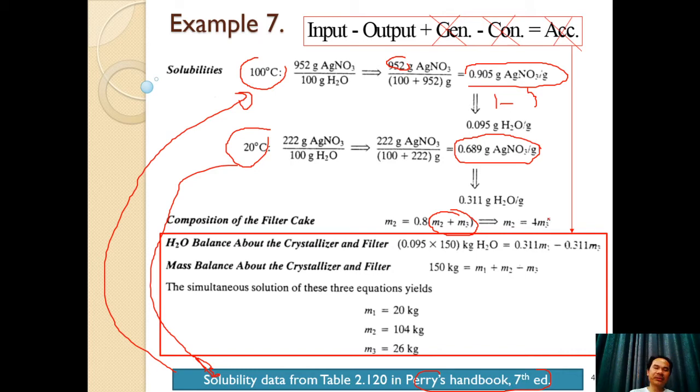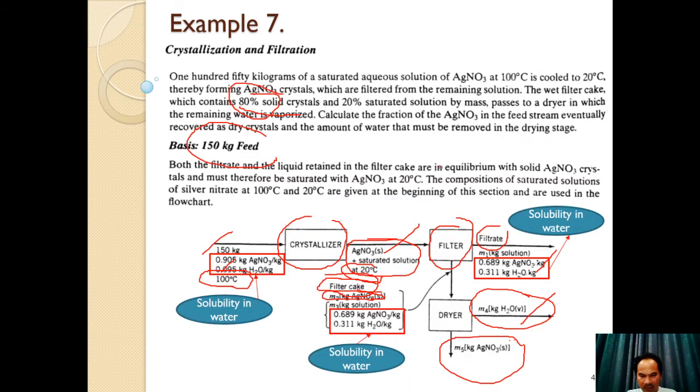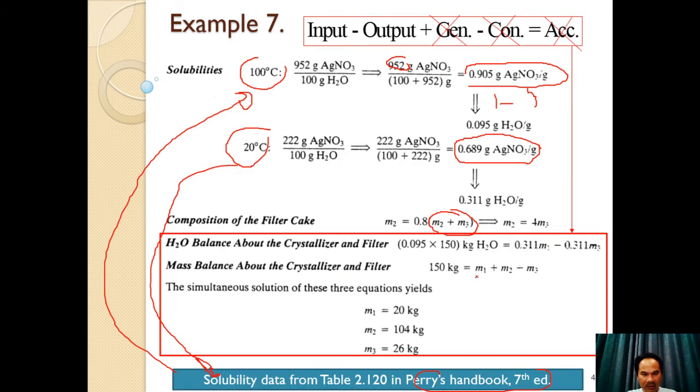And then you try to balance. For this case, you can balance. If overall, you cannot solve. Like overall, we have M1, M4, M5, M3. You cannot solve. We have 3 unknowns, but only 2 components, water and silver nitrate. So 3 degrees of freedom. That's not 2, 1 degree of freedom.